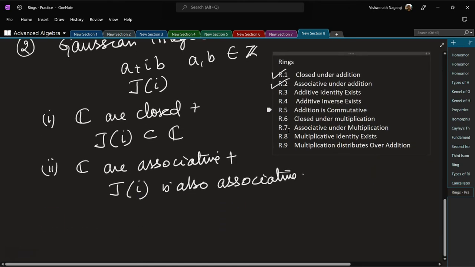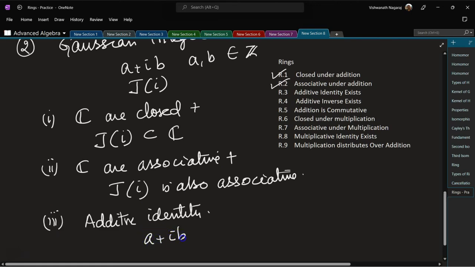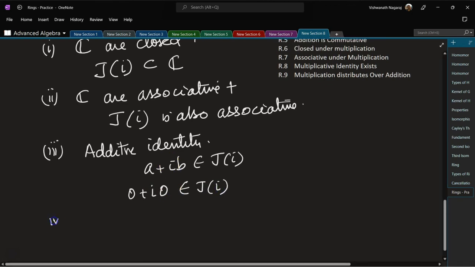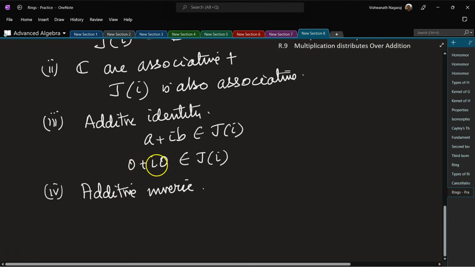Additive identity exists. a plus ib belongs to Z[i]. Additive identity is 0 plus i0, which also belongs to Z[i] because it is of the form a plus ib, right? Now, what about inverse? Additive inverse. And now it will get confirmed whether this is actually the additive identity. So let's see.